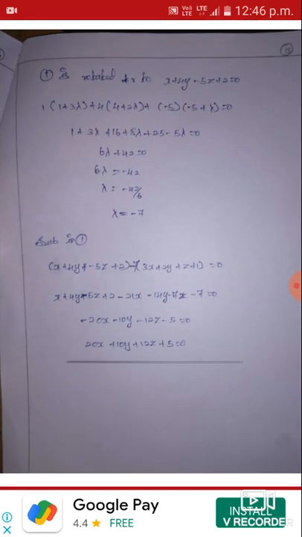And rotated means we get the value lambda equal to 7, and we have to substitute in equation 1. That is, lambda equal to 7 means we get the answer, that is 20x plus 10y plus 12z plus 5 equal to 0.